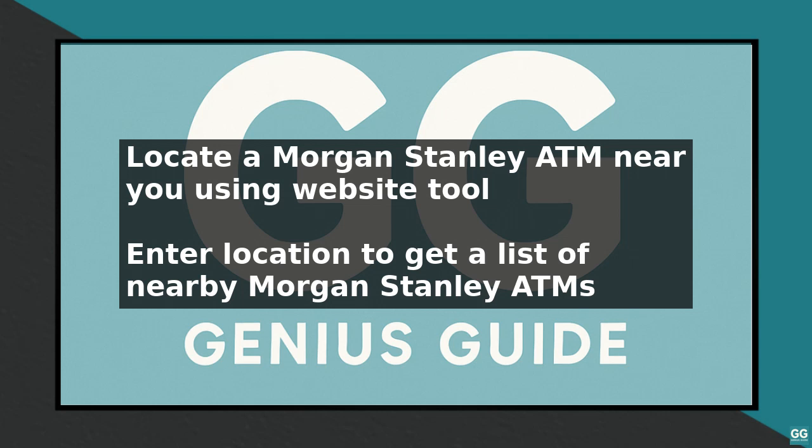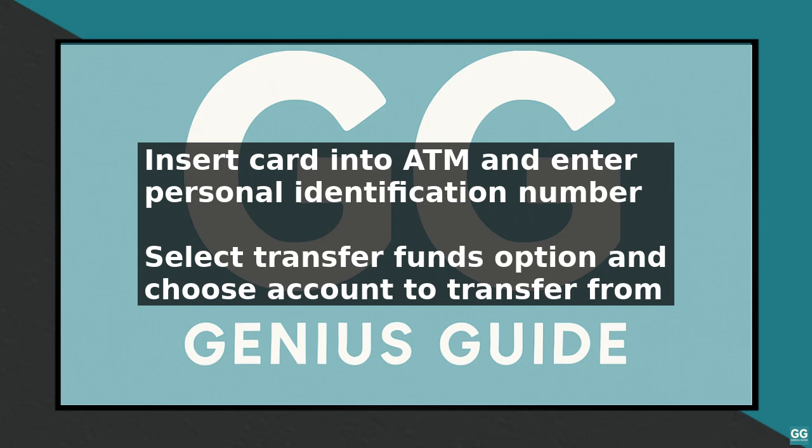Once you have found an ATM, you will need to have your Morgan Stanley debit or ATM card with you. If you do not have a card, you can contact Morgan Stanley customer service to have one issued. Next, insert your card into the ATM and enter your personal identification number. Select the option to transfer funds and choose the account you want to transfer from.